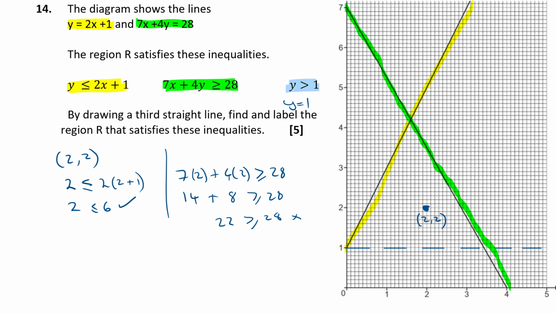If that statement is true, it means that the region we want is the region on the other side of the green line. Okay, so it's got to be below the yellow line and to the right of the green line and above the dotted line that we've drawn. So our region R is this region over here. Okay, so that was a little bit cheeky.